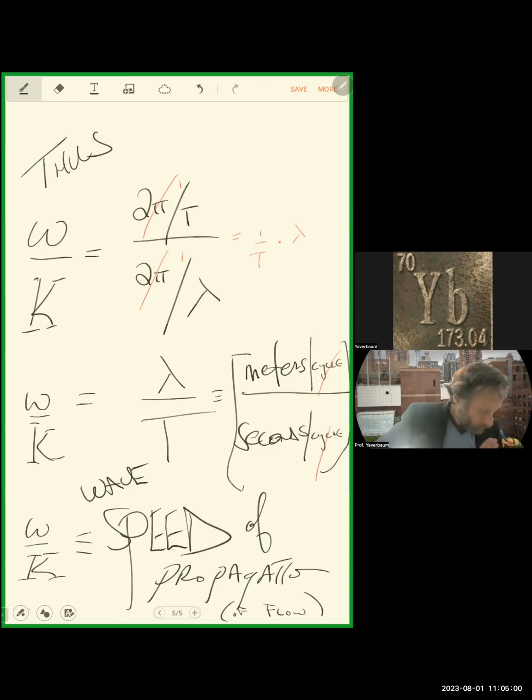But maybe it's a good reason to care about calculus. But what I'm saying now, and I'm really almost done, even though I'm always lying when I say that, is, okay, omega over k is the speed of propagation of the wave. But the most profound thing I need to say about that before we close, I'm sure you're with me.